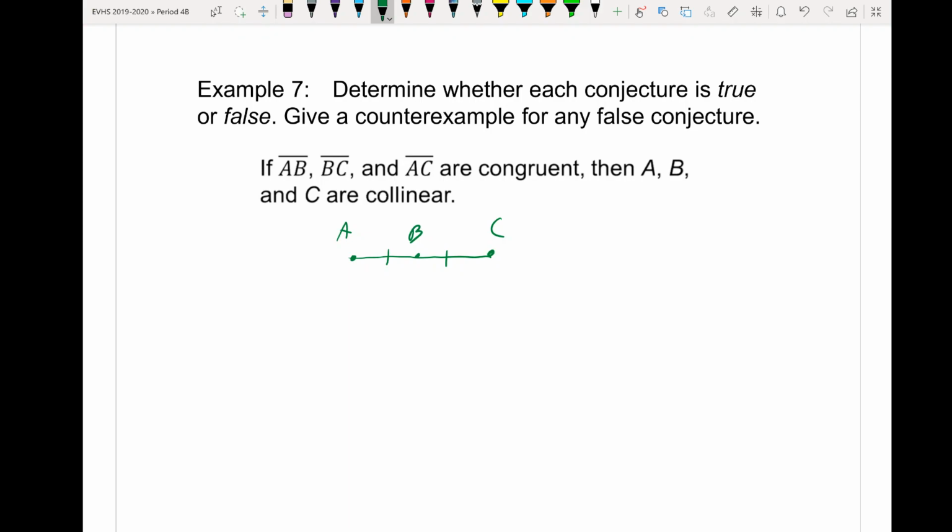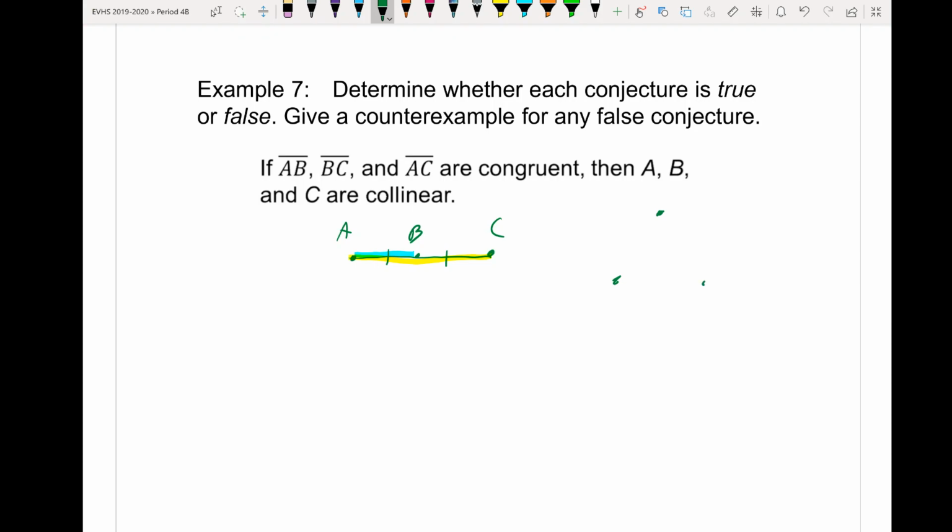But that also must be congruent to AC. Now, can I do that? Where this distance in yellow is the exact same as this distance in blue? No. I don't like that. How could I draw this picture so that all three of them are equal? Yes. An equilateral triangle. If I put them in a triangle.